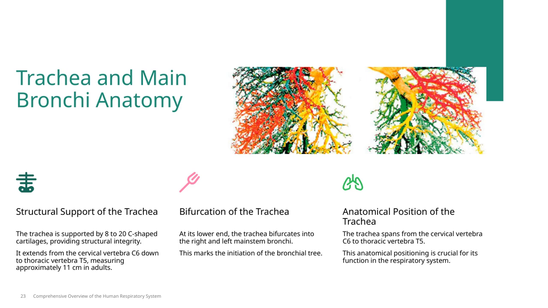Finally, let's talk about the anatomical position of the trachea. As I mentioned, it runs from C6 to T5, and this positioning is really crucial for its role in respiration. It sits in the neck and upper chest, providing a clear airway from the larynx down into the lungs. Understanding its location helps us appreciate how it functions seamlessly within the respiratory system.